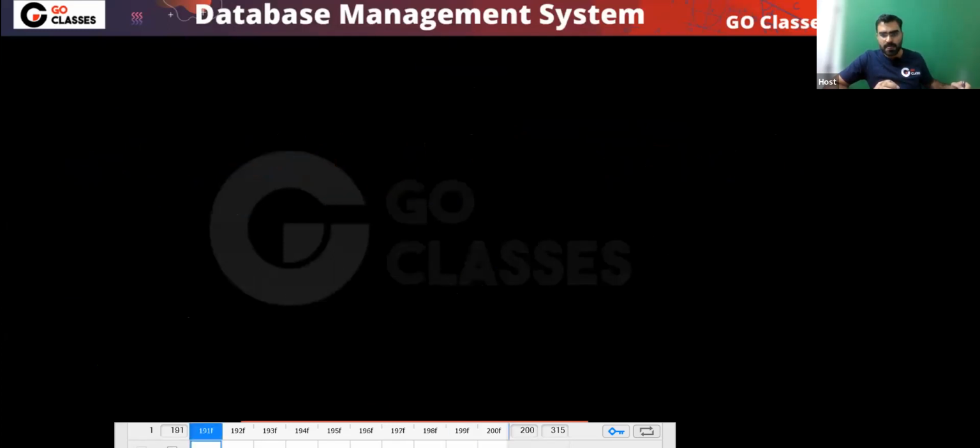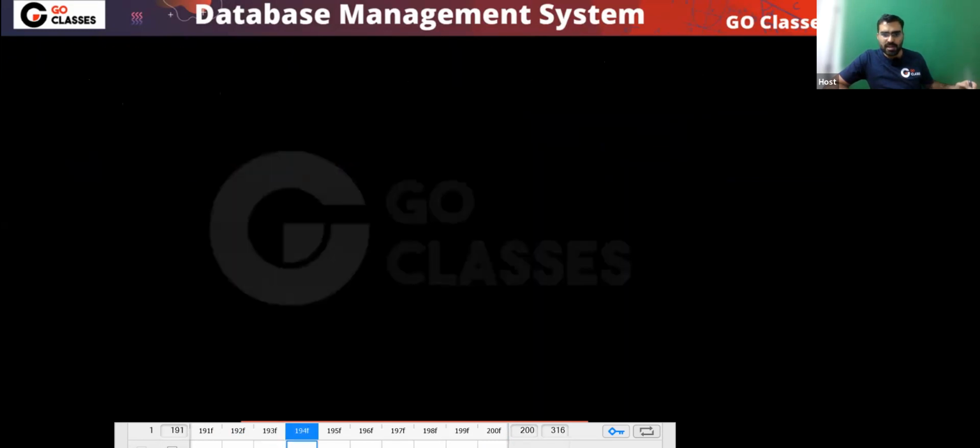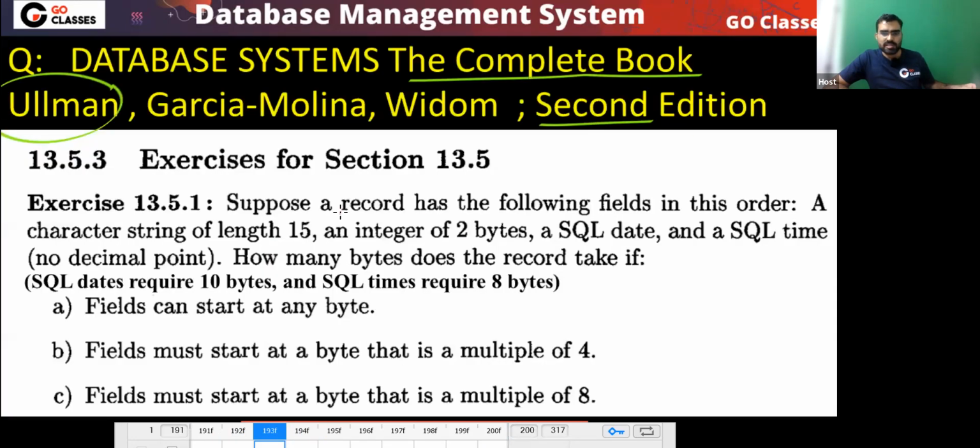Let's start. So let's start with the first question, that is a question from Ullman. This is a question from the Ullman book, Database Systems: The Complete Book, second edition. So you can read the question and tell me what will be the answer. The question is this: suppose a record has the following fields in this order. The order of the fields is also given.